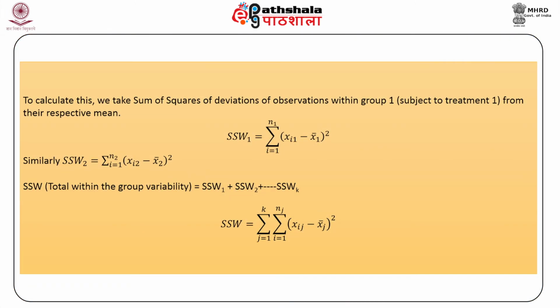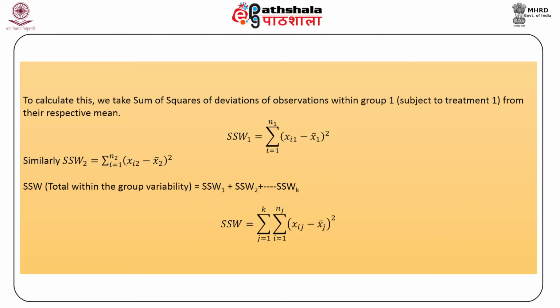How do we calculate this? To calculate this, we take the sum of the squares of deviations of observations within group 1, that means subject to treatment 1, from their respective mean, which means from the mean of the first group. So we define SSW1 equal to summation of xi1 minus x1 bar square, and the summation is of i from 1 to n1. Similarly, you can define SSW2. Now the summation is over i from 1 to n2, and we have xi2 minus x2 bar whole square, which are the squares of the deviations.